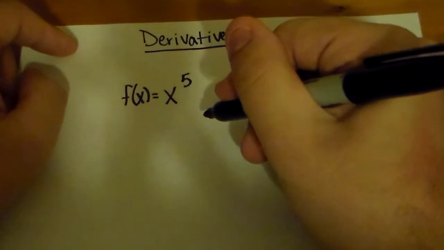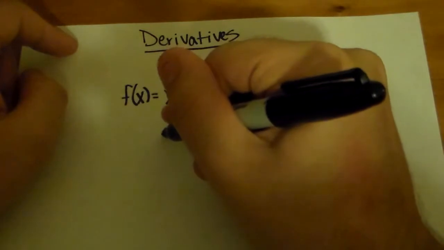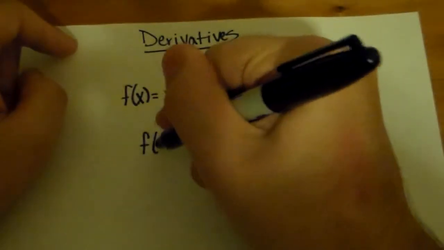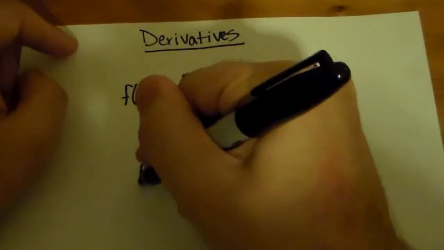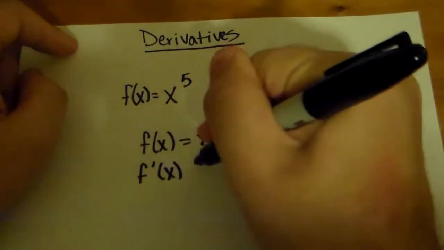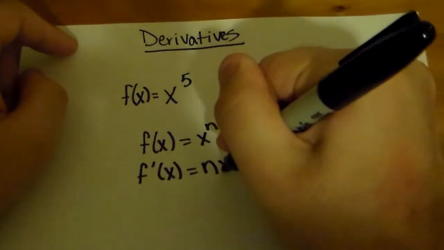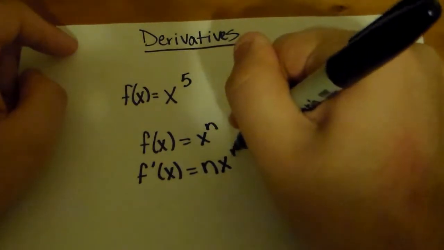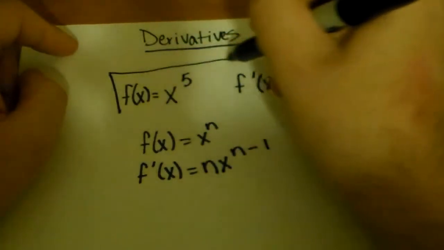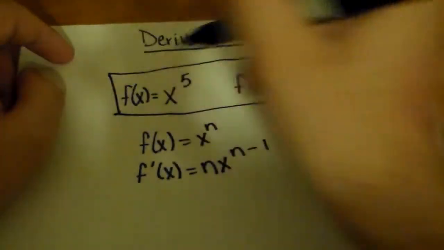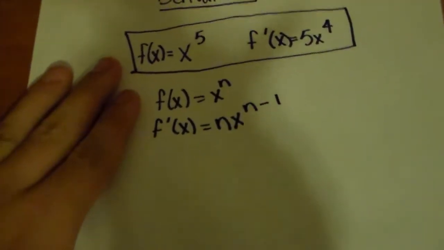So the regular derivative states that to find the derivative of f of x equals x to the nth power, you need to bring the n down in front of the x, so it'll be n times x to the n minus 1, as I showed you up here. So let's show another one.